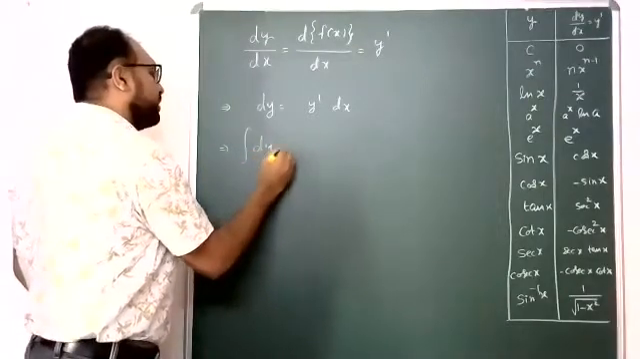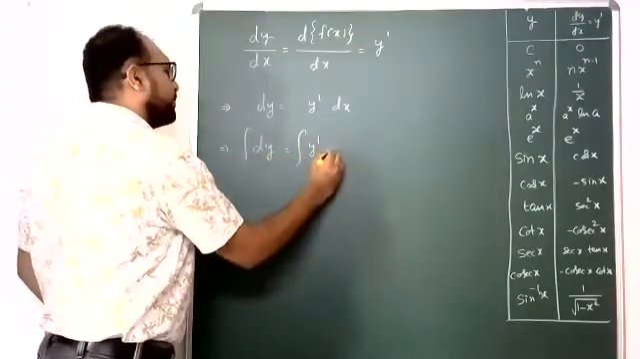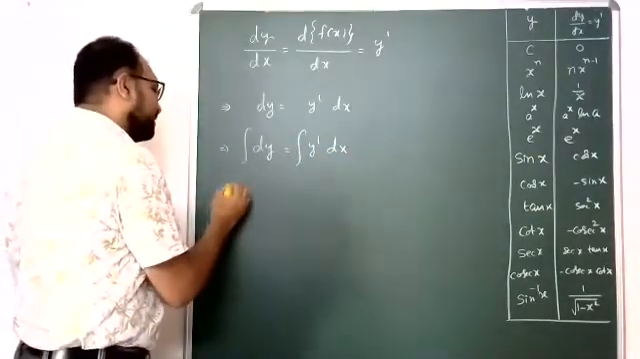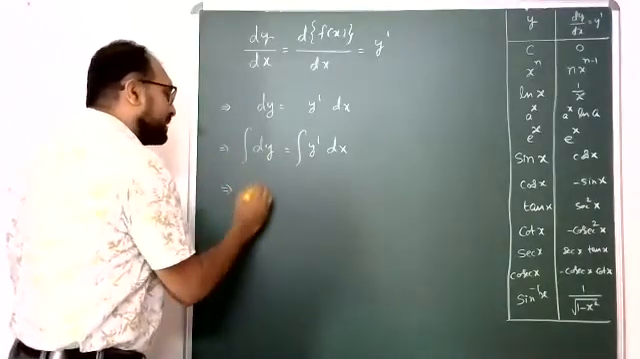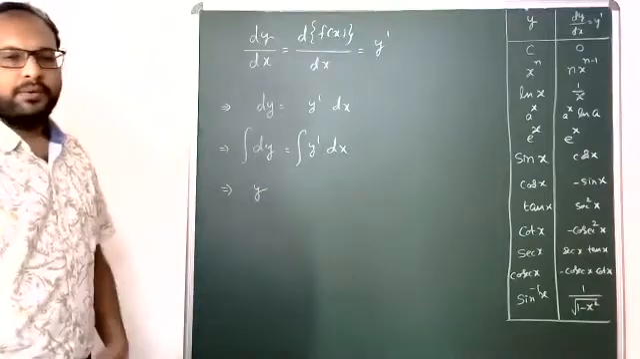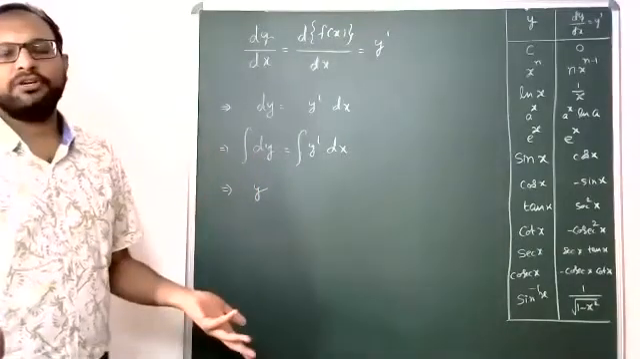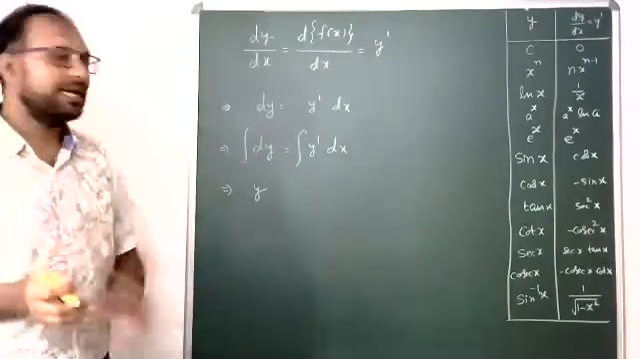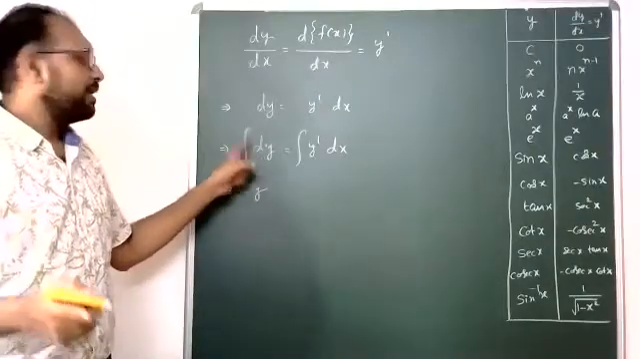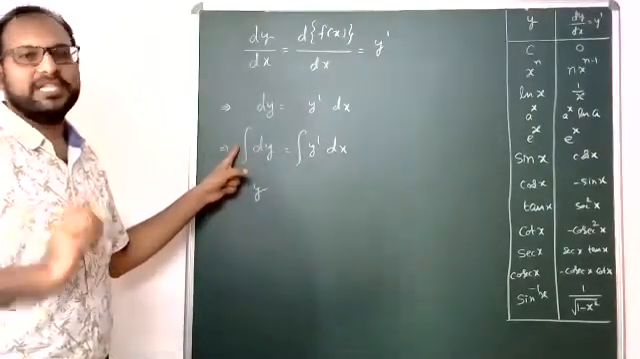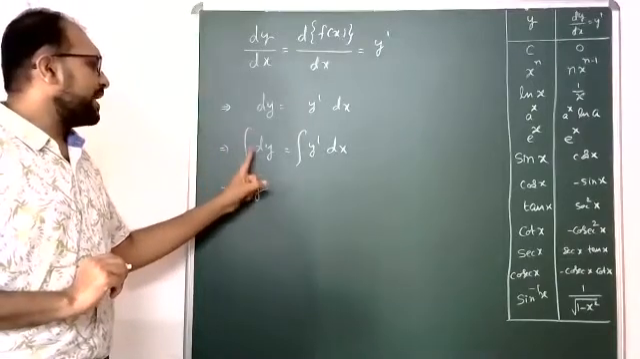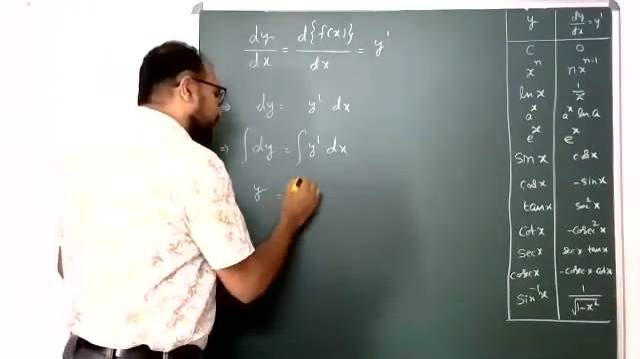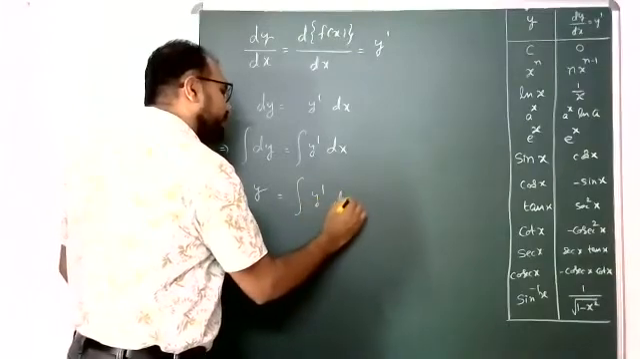Integral dy equals integral y prime into dx. But integral dy is nothing but y. Integral and derivative are both opposite. For example, 4 into x divided by 4: 4 cancels, x will come. Same like that, d represents differentiation and integral represents integration. These two are like one division, one product, so they cancel out and y will come. Therefore y equals integral y prime into dx.